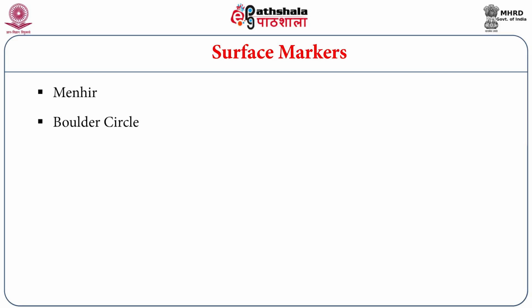Then you have another category called Boulder Circle, which has several boulders arranged in a circle. A boulder circle may have a different kind of internal structure, but on the surface you can see only a circle of boulders.